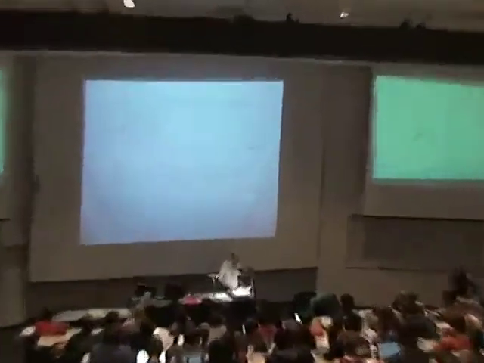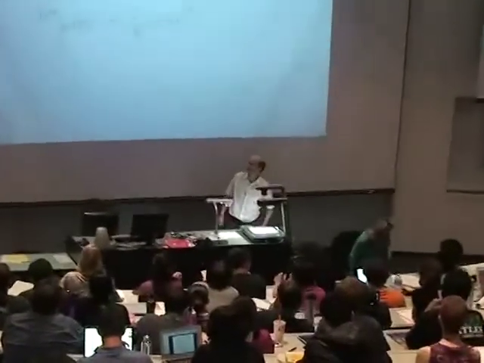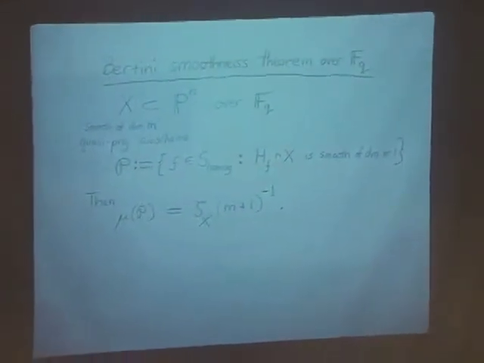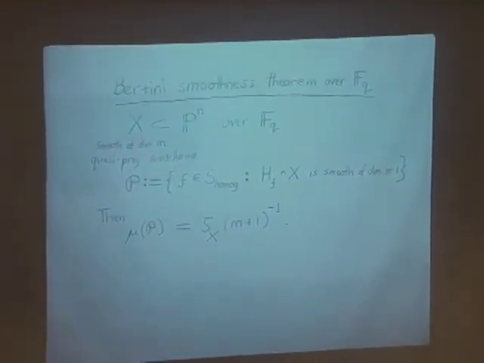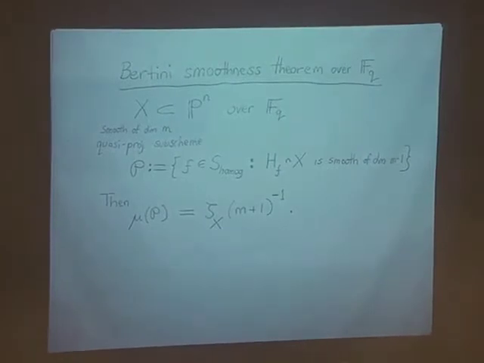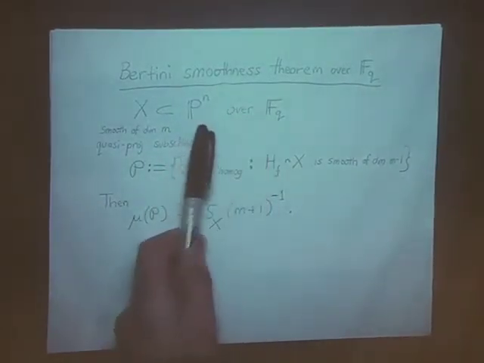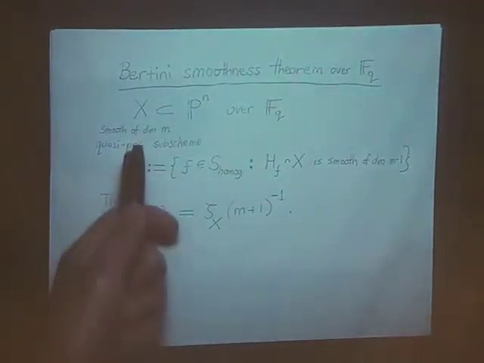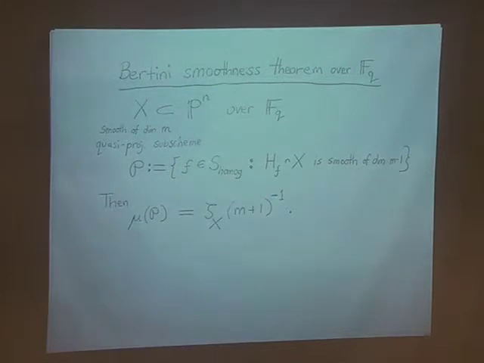So this is what I ended with last time, the statement of the Bertini smoothness theorem over a finite field. Just to quickly remind you what the setup was: you start with projective space over a finite field, and you have a smooth quasi-projective subscheme X inside there, smooth of say dimension M.